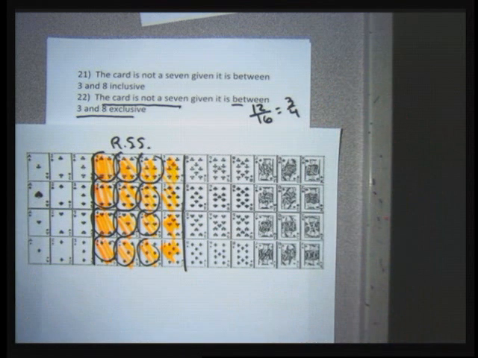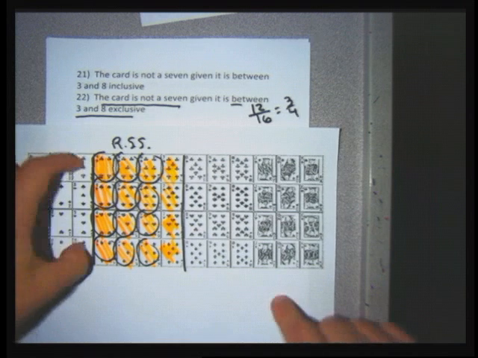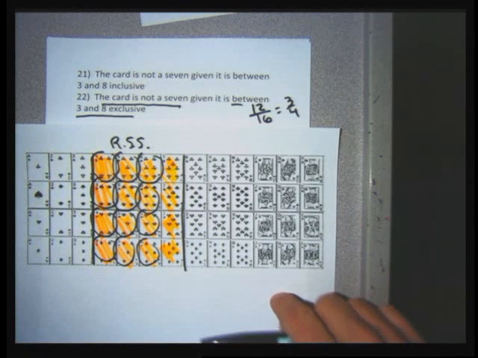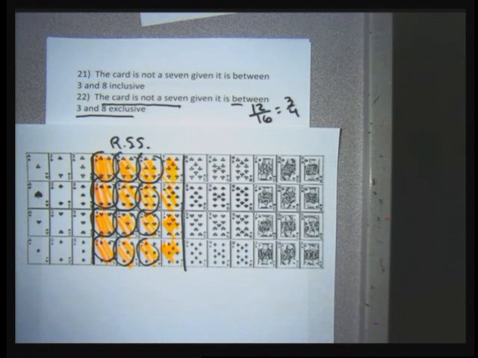Your answer is going to have a bigger denominator because your reduced sample space counts the 3s and the 8s, so your reduced sample space is going to have 24 in it, and your numerator is going to be bigger because you're going to circle the 3s and the 8s as well.